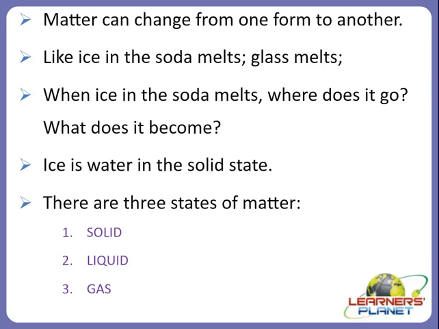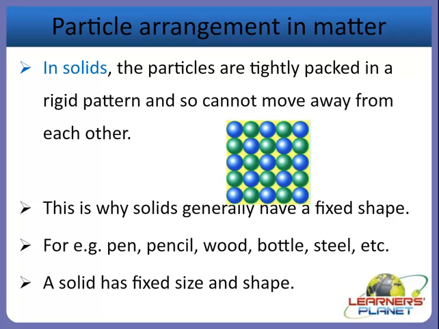So always remember that the state of matter means the group of matter with the same properties, and that is why we are discussing the three states of matter, that is solid, liquid and gas. So let's move on to another topic, which is particle arrangement in matter. Here we will discuss the three states of matter, solid, liquid and gas, and how the particles arrange themselves in such type of matter.